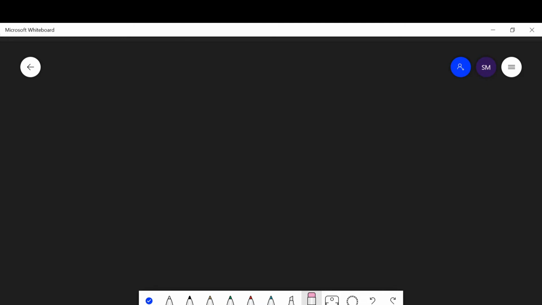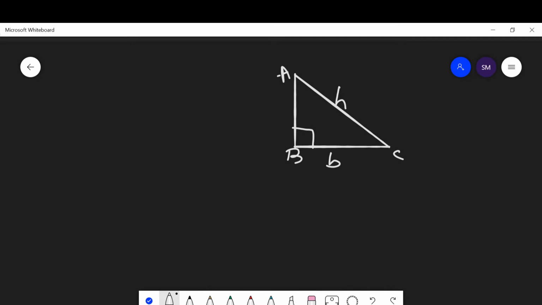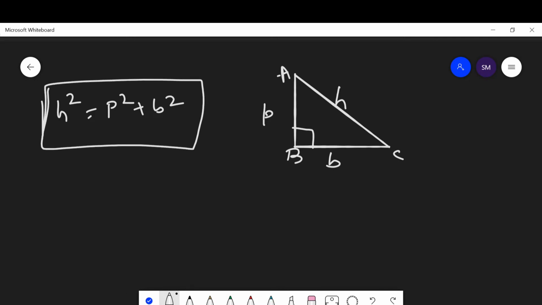Pythagorean triplet. What is a Pythagorean triplet? Suppose ABC is a right angle triangle in which the right angle is at B. Then this is the hypotenuse of the triangle, this is the base, and this is the perpendicular. For Pythagorean triplets, h square is equal to p square plus b square, where h is the hypotenuse. Hypotenuse means the side opposite to the right angle.